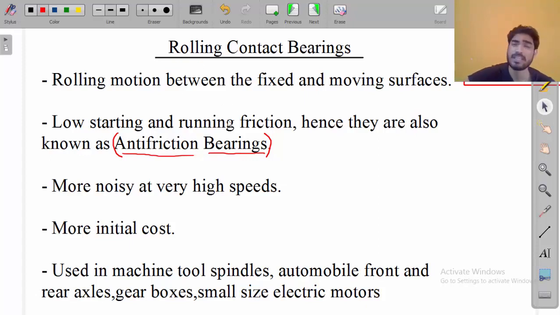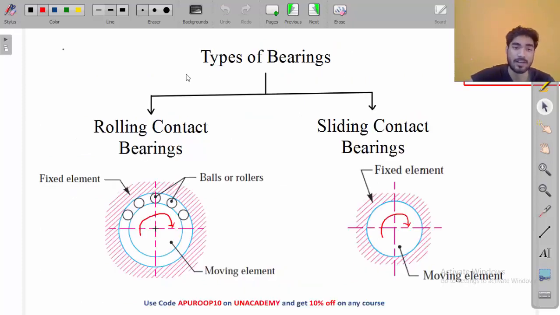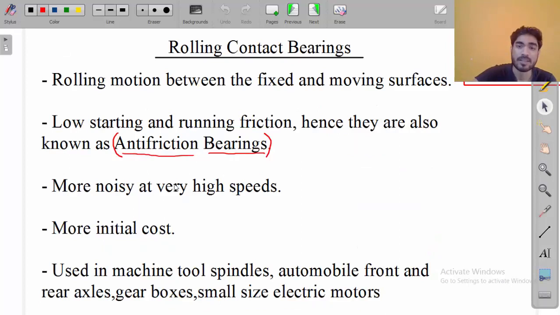That's why they don't require a lot of lubrication. Only a very small amount of lubrication will do, otherwise it doesn't require lubrication. They are more noisy at high speed. If you increase the speed, they become noisy. And their initial cost is also very high. If you compare rolling contact bearing and sliding contact bearing, rolling contact bearings are costlier. This is also a very important point, because there has been a question on the difference between rolling and sliding contact. It is the initial cost, not the maintenance cost. In case of rolling contact bearing, maintenance cost will be less.